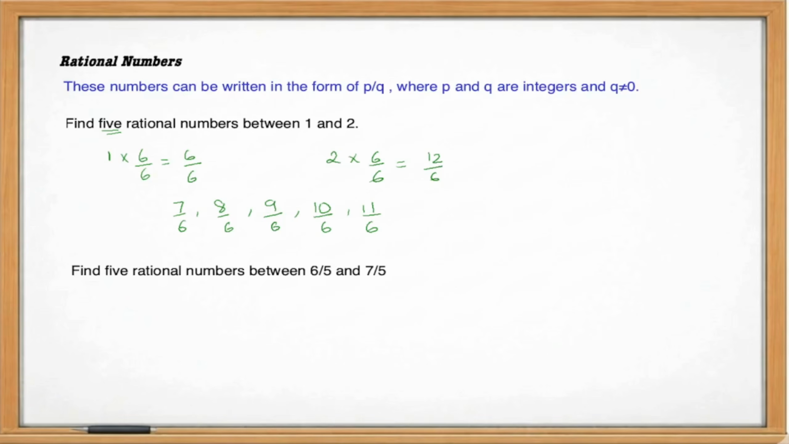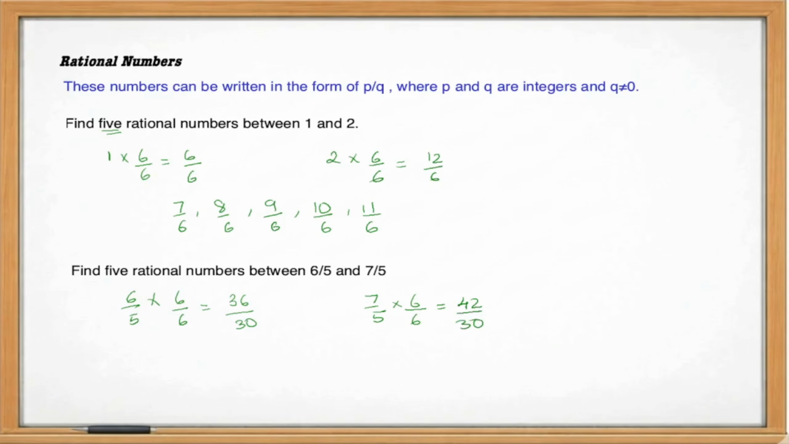Next one is find 5 rational numbers between 6 by 5 and 7 by 5. In this one, if you see, the denominators are same. If the denominators are same, we don't have to do anything. We can directly multiply, like I said, if it is asked 5, multiply by 6 by 6. Whatever number you are taking, you have to multiply on the numerator part and the denominator part. Then 6 into 6 will give you 36 divided by 30, and this is 42 by 30.